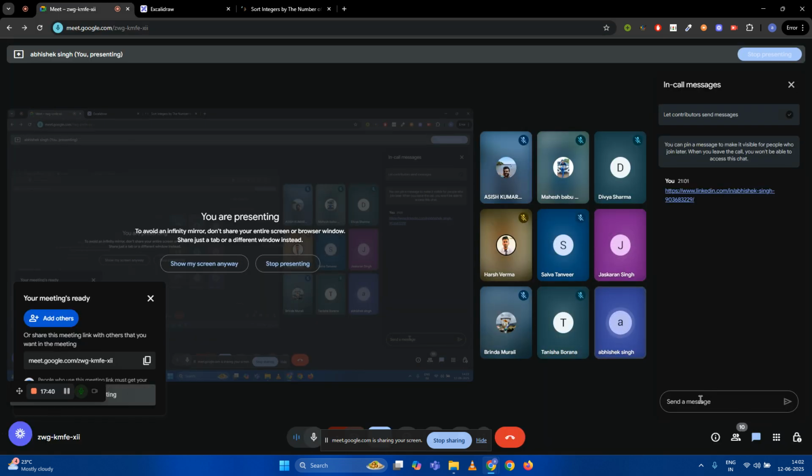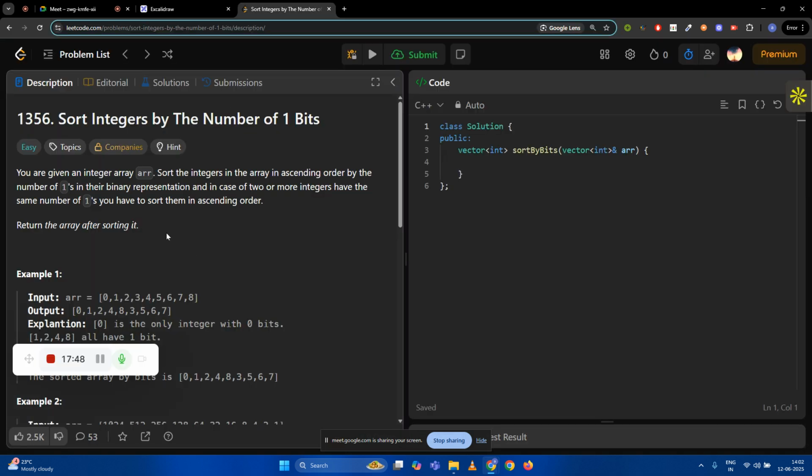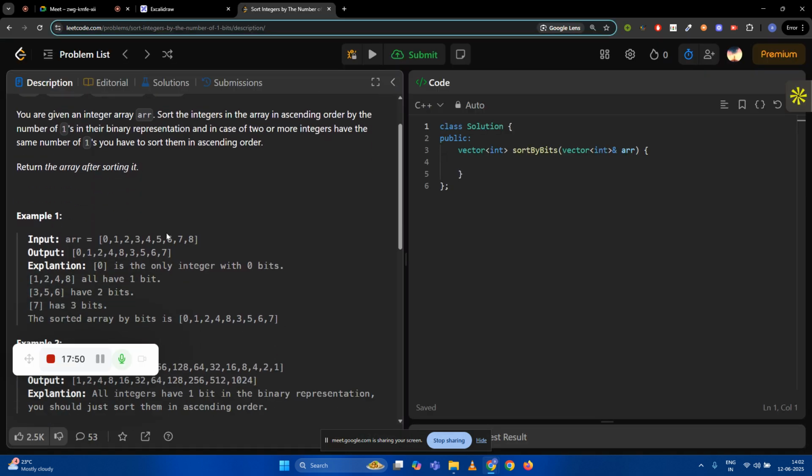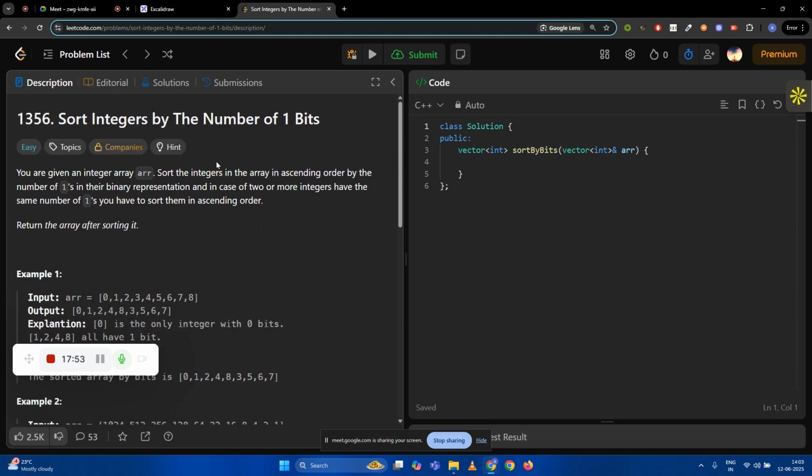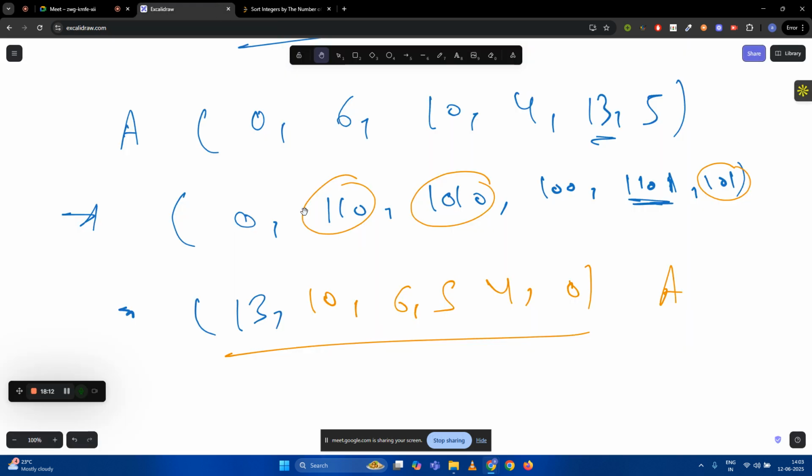Okay, I'm sharing the problem link in the chat. Sort the integers in ascending order by number of ones in the binary representation, and in case of two or more integers having the same number of ones, sort them in ascending order. It's a similar problem, the same problem only, but they're telling you ascending order, which means the number which has the smaller number of set bits will come first. So same problem.